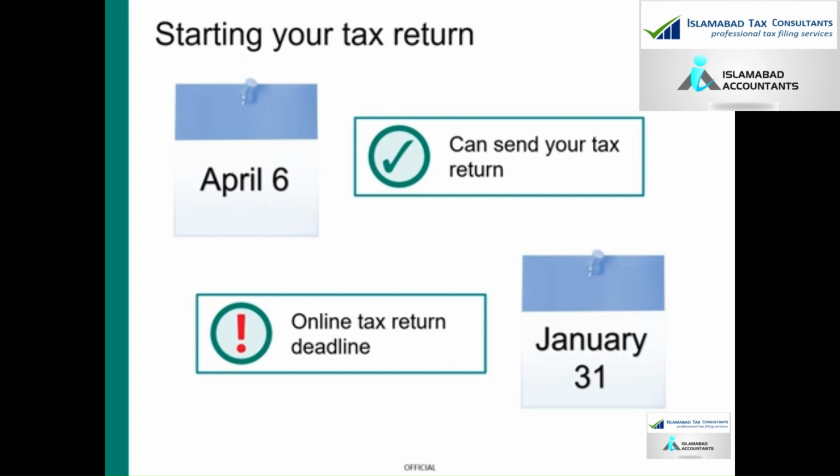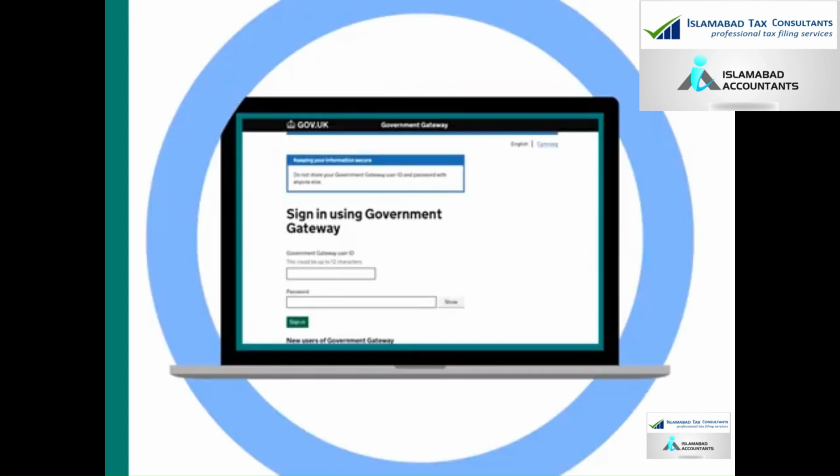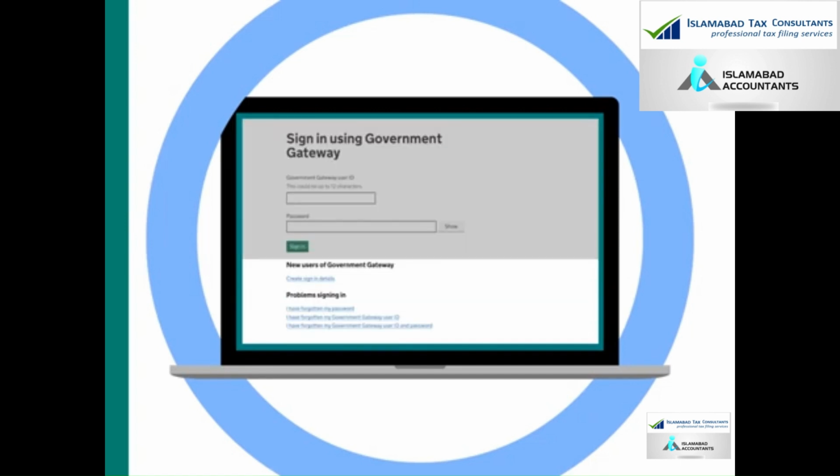The deadline for sending an online tax return and paying anything you owe is the 31st of January after the end of the tax year. To sign into the HMRC online system, you'll need to use your Government Gateway user ID and password. You'll also need your unique taxpayer reference, also known as a UTR. If you haven't used Government Gateway before, you can create sign-in details. There are also links to help if you're having problems signing in.